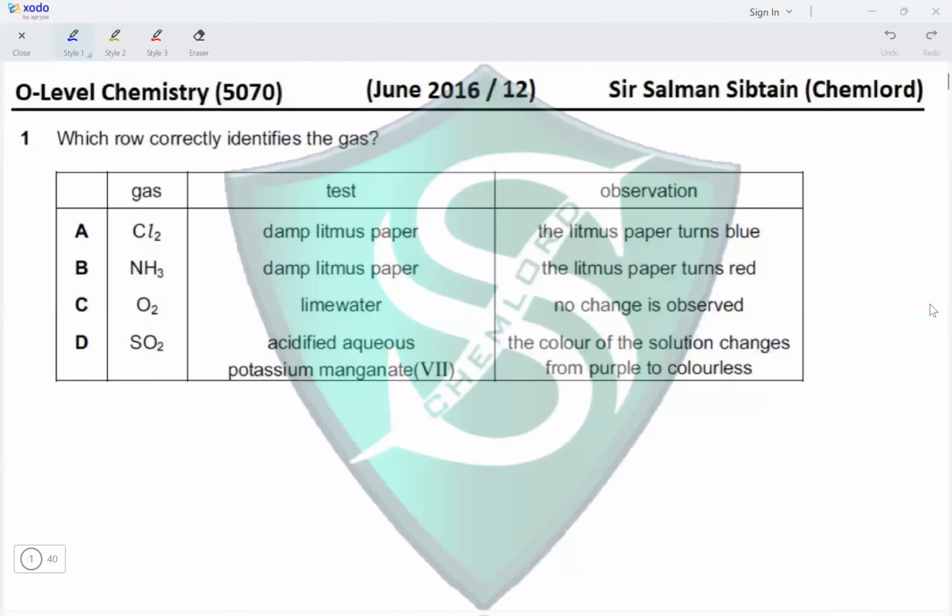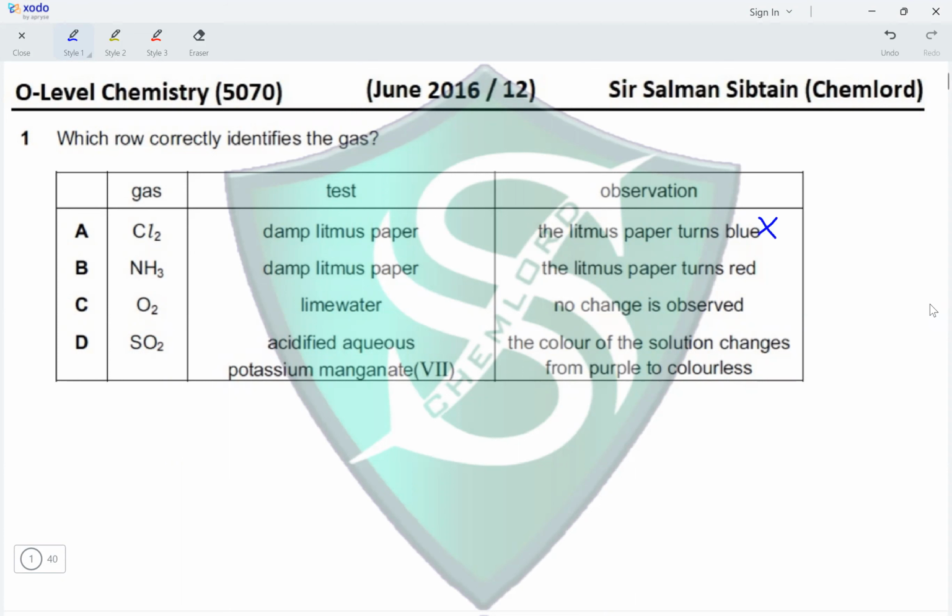Hi guys, this is O-Level Chemistry, paper 12, June 2016, question 1. Which row correctly identifies the gas? So the first gas is Cl2 and the test is damp litmus paper and the observation is the litmus paper turns blue. No, this observation is incorrect.